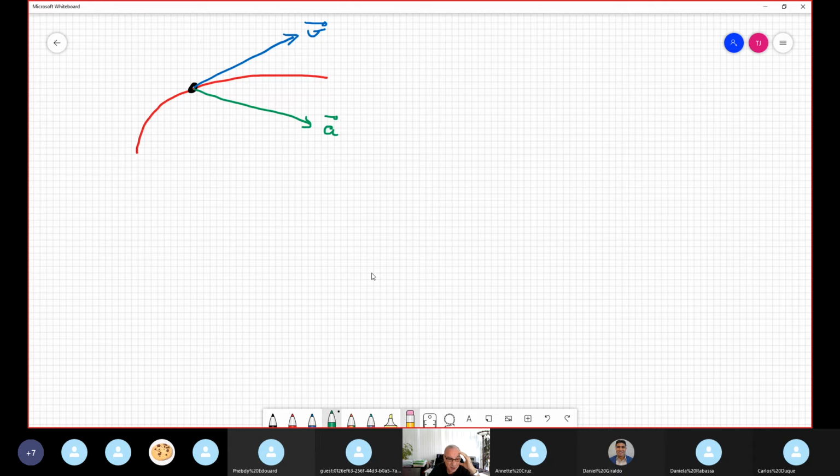Well, the goal is to break this down into two components. One component is the tangent component of the acceleration, and another component is the normal component of the acceleration. I suppose that the unit normal vector is located here, and this is the unit tangent vector. The unit tangent vector is in the same direction as the velocity.